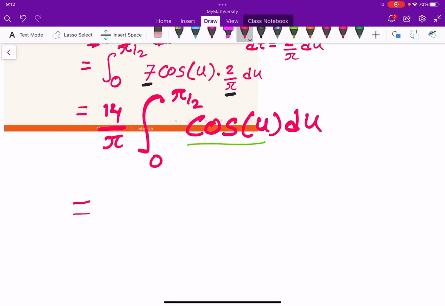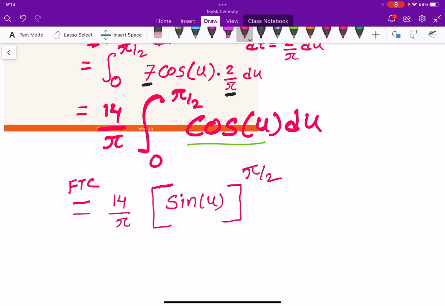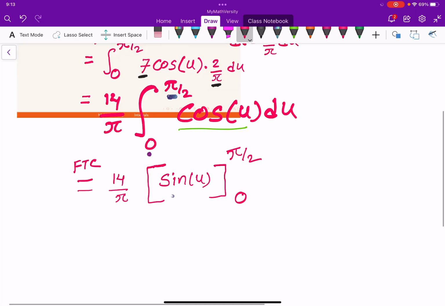So what is the antiderivative of cosine of u? Sine of u. So now we can use the fundamental theorem of calculus. 14 over pi is just the constant, leave that as it is, and the antiderivative of cosine u is sine of u. This is one particular antiderivative. To evaluate the definite integral with the fundamental theorem of calculus, this antiderivative needs to be evaluated at the upper limit of integration, which is pi half, and then at the lower limit of integration, which is 0, and we find the difference between them.